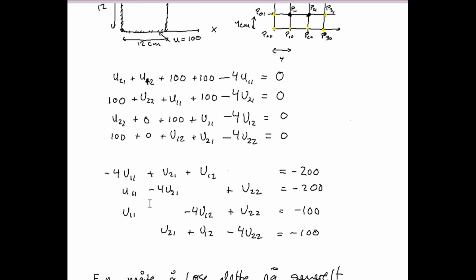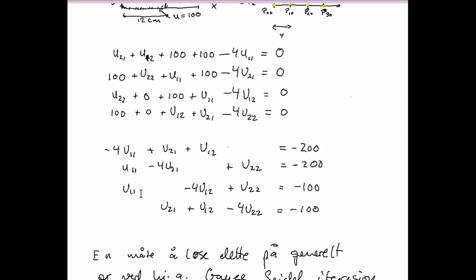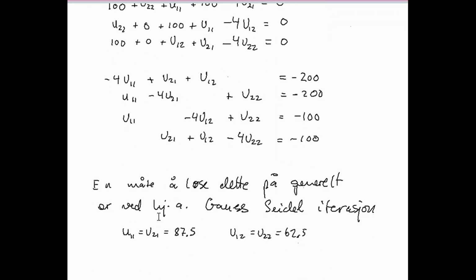Rearranging, one way to solve this is by using Gauss-Seidel iteration, and we will not go into the details here. It's linear algebra, and by solving this system of equations, we obtain that u11 and u21 are equal to 87.5, and u12 and u22 are equal to 62.5.